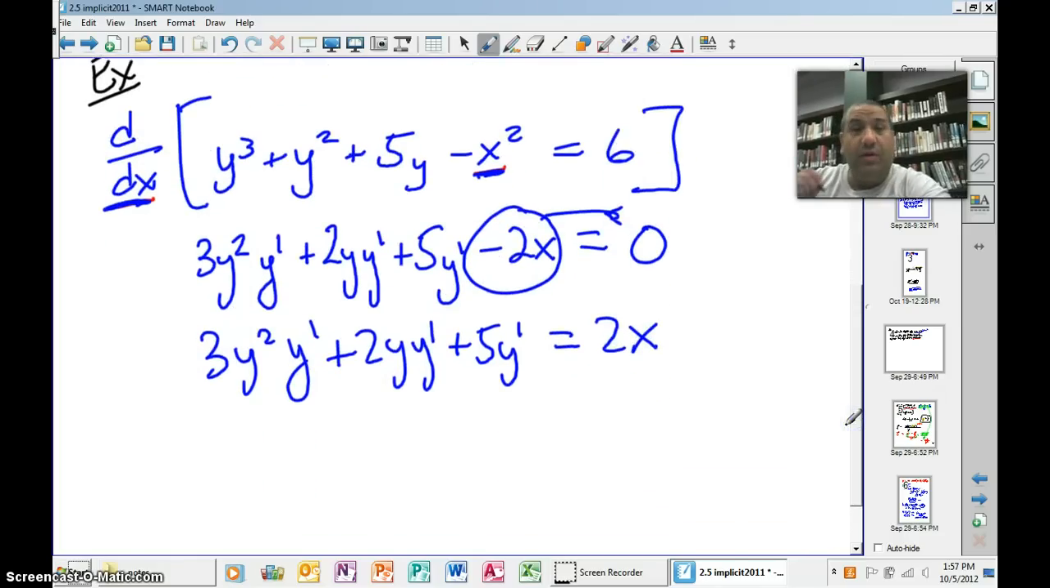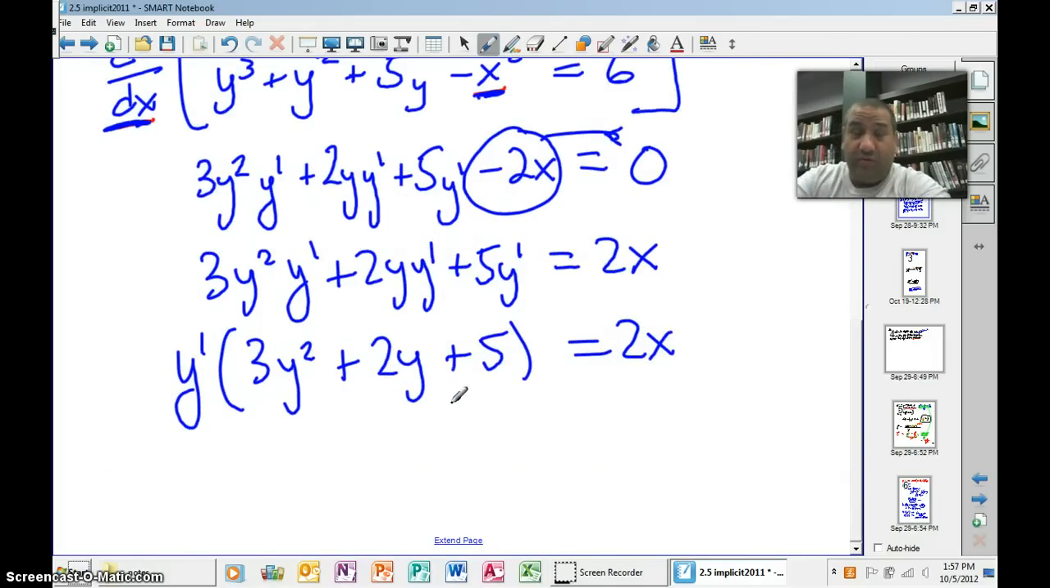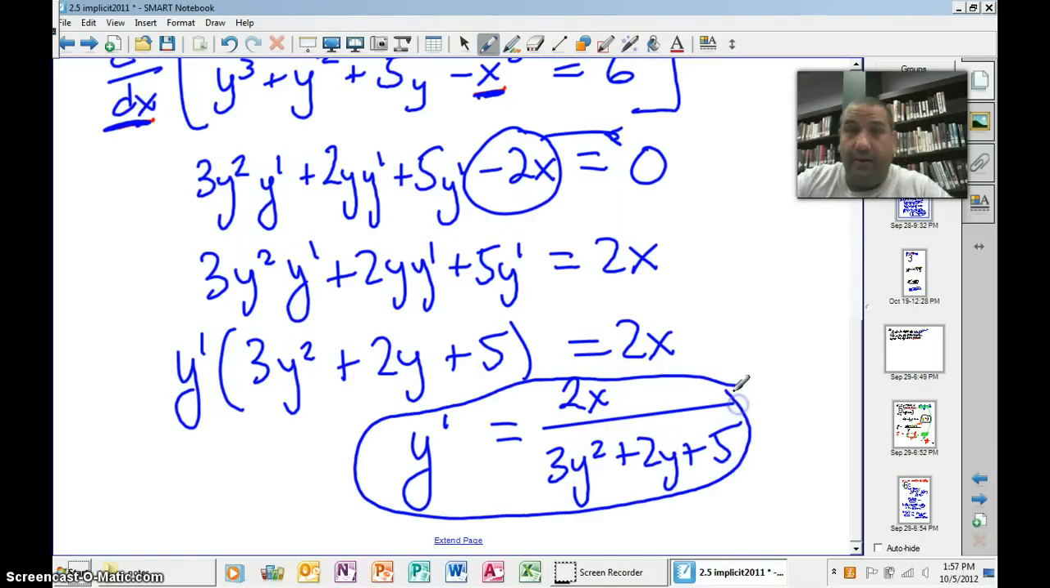Now it says to factor out the y prime. Y prime, I factor. So I'm left with this bad boy, equals 2x. A little factoring of the y prime. And now divide everything. So I just have y prime equals 2x over 3y squared plus 2y plus 5. Nice. Right, Rabbit? Yes. Okay. So we have this as our derivative.